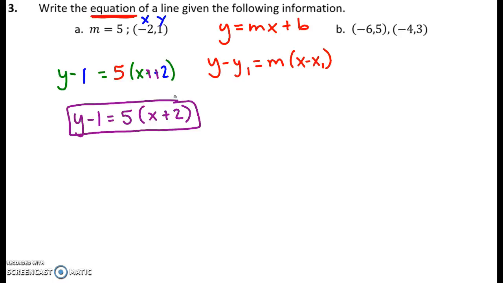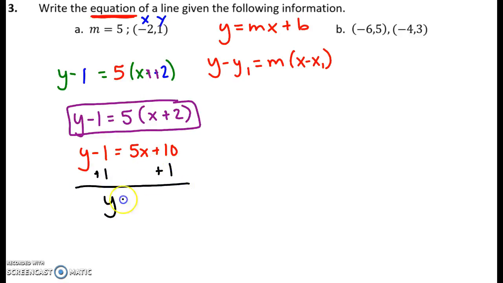Now if you wanted to take it one step further, by the way, this answer is acceptable. The next step to put it in slope-intercept, y minus 1 equals distribute, so that would be 5x. 5 times 2 is positive 10. And now I want to add 1 to both sides. So y is equal to 5x plus 11. This would be your answer in slope-intercept form. Again, this answer is acceptable because it said just write the equation.